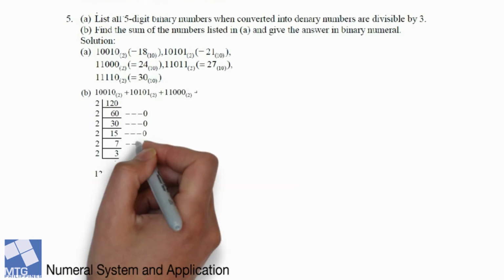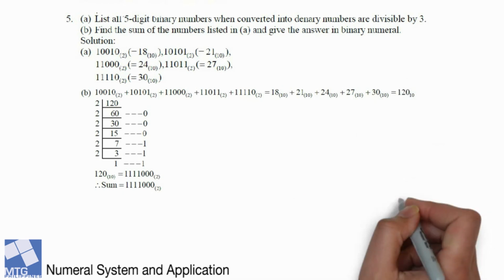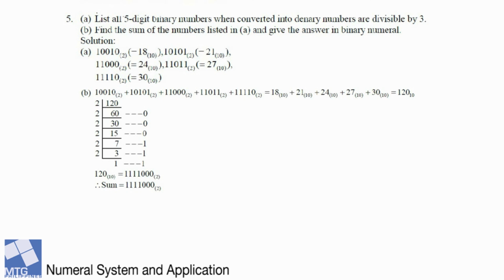Part B, we simply have to add all of these 5 numbers and represent it as a binary number. So we will have 18 plus 21 plus 24 plus 27 plus 30. When simplified, this is equal to 120. That's in base 10. Now, since our goal is to write this as a binary number, we keep on dividing 120 by 2. So we will have 120 divided by 2, that's 60 remainder 0. Then 60 divided by 2, that's 30 remainder 0. The process will continue until we get 1. Thus, 120 in base 2 is 1, 1, 1, 1, 0, 0, 0.